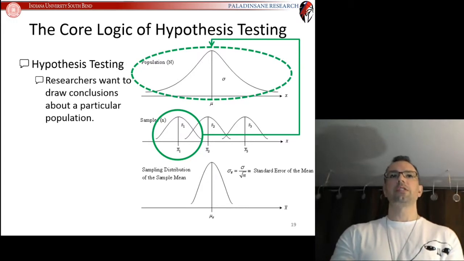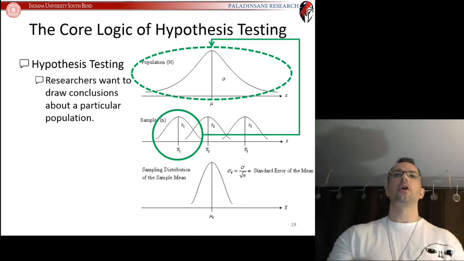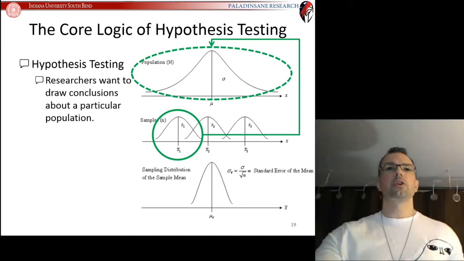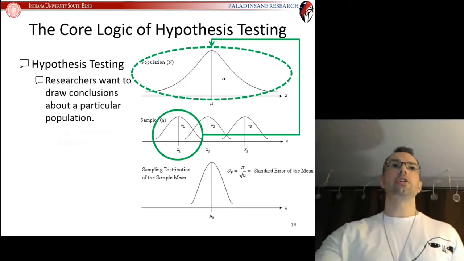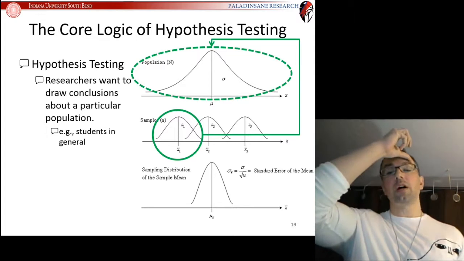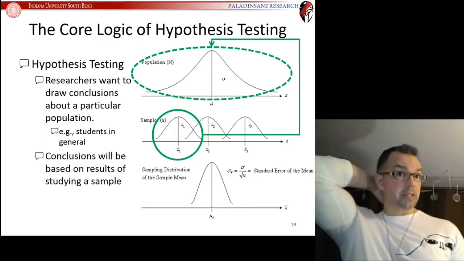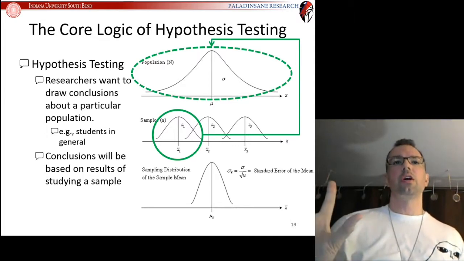So if you have a sample of students, such as we do in this example, a sample of students in a physical education program, you don't want to just draw conclusions about those students. You want to draw conclusions about all students in general. And these conclusions, again, they have to come from results that are based on studying a sample of students.